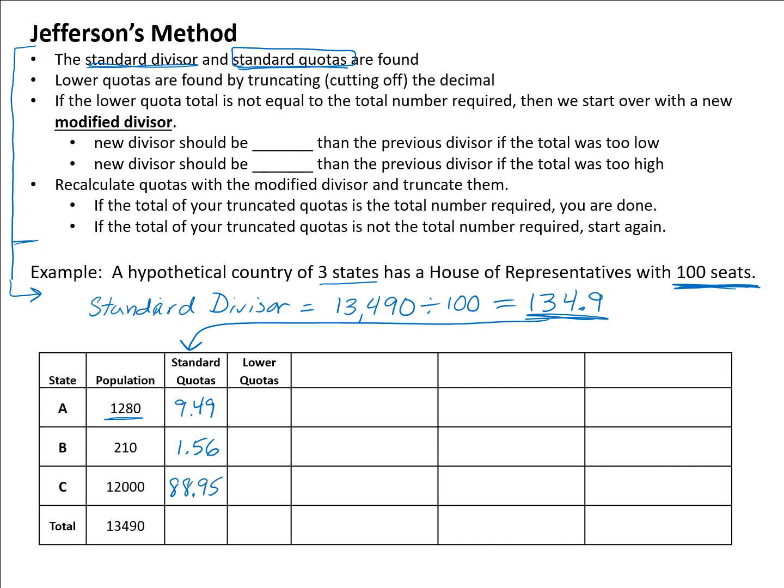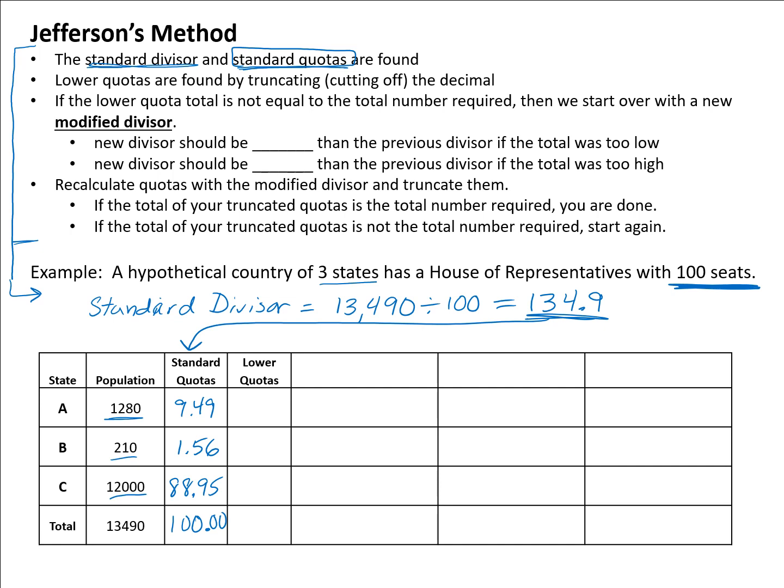Now, if we've done this correctly and haven't made a mistake in our calculators, when we add up the standard quotas, we should get back to 100 seats. So let's double check this. So if we add these up, 9.49, 1.56, 88.95, we do get 100.00. Again, it is possible to have a little bit of round off error, but you should be really close, like 99.99 or 100.01 should be really close. In this case, it does come out exactly to 100.